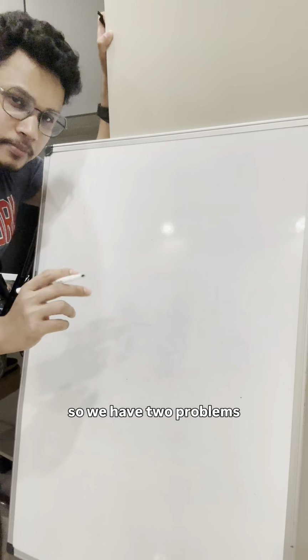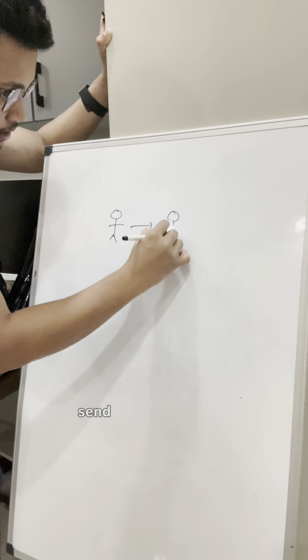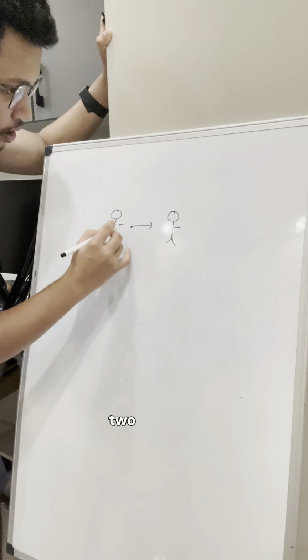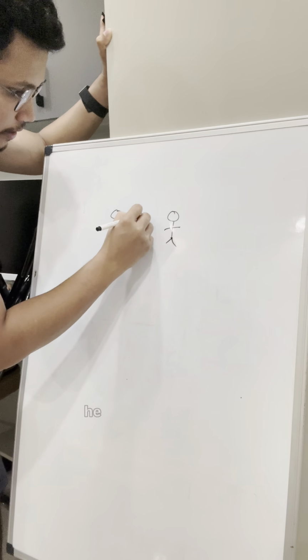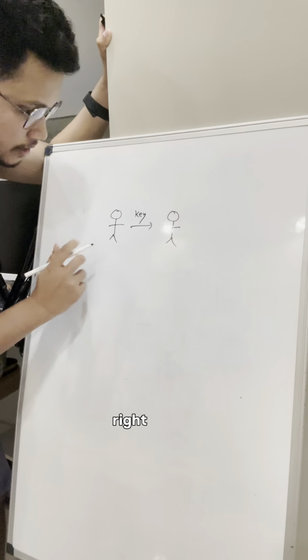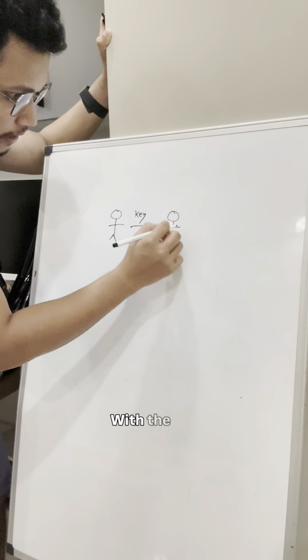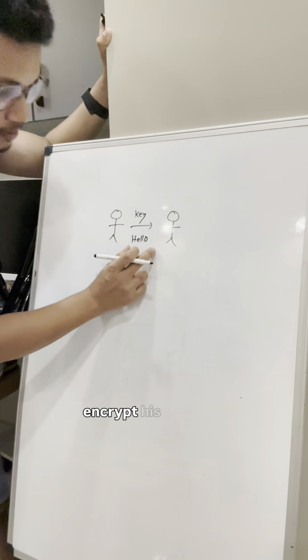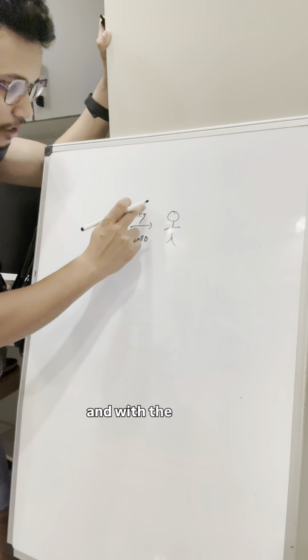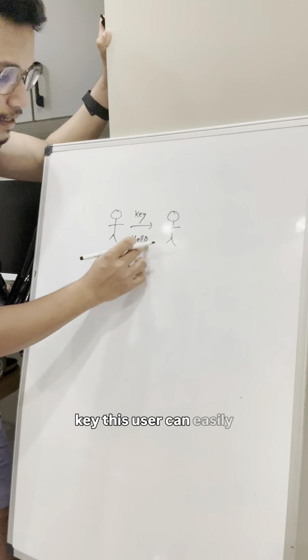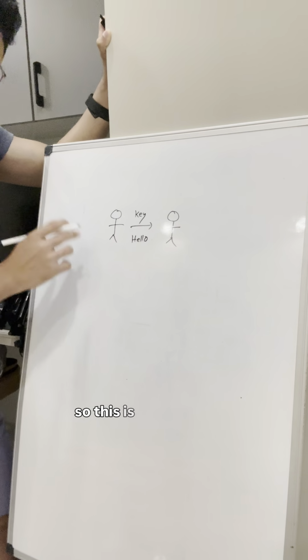So we have two problems now. This is user 1. He wants to send some text to user 2, and he can first send the key. With the key, he can encrypt his message, and with the help of this key, this user can easily decrypt that. So this is what we want.